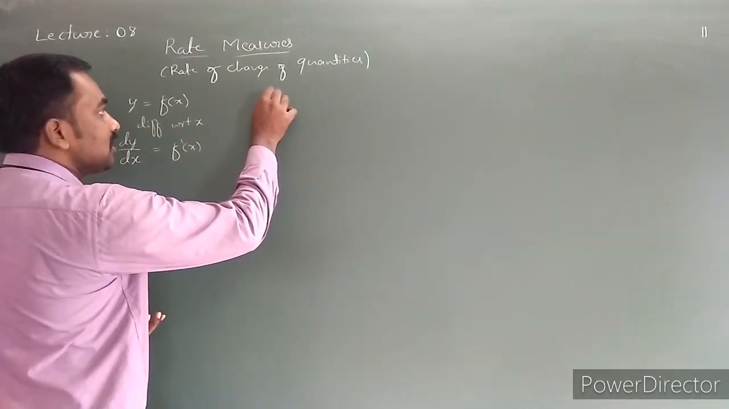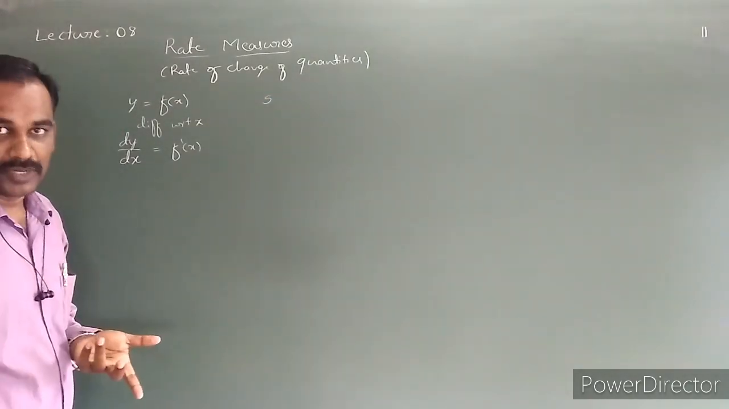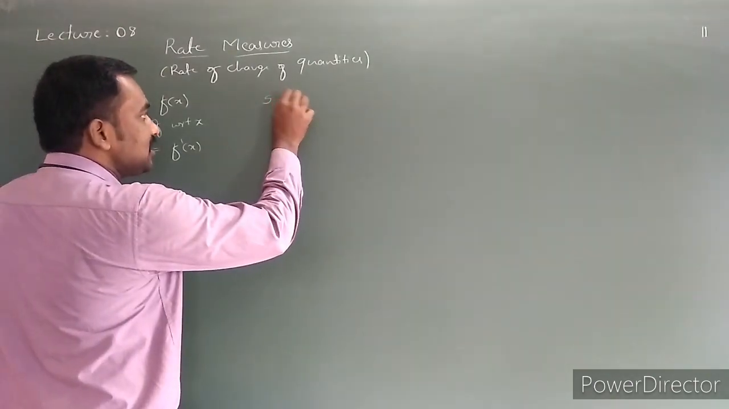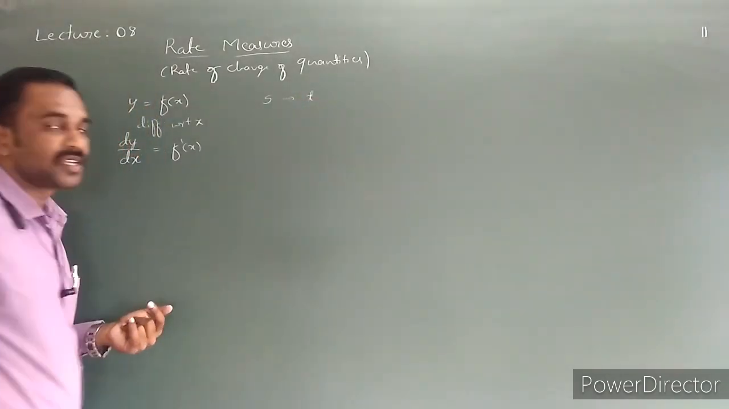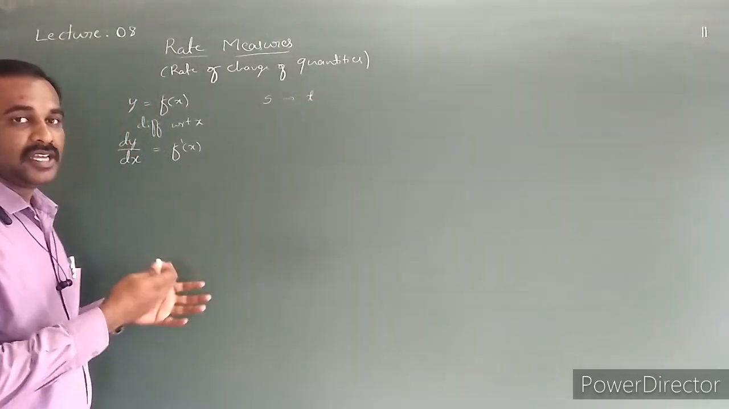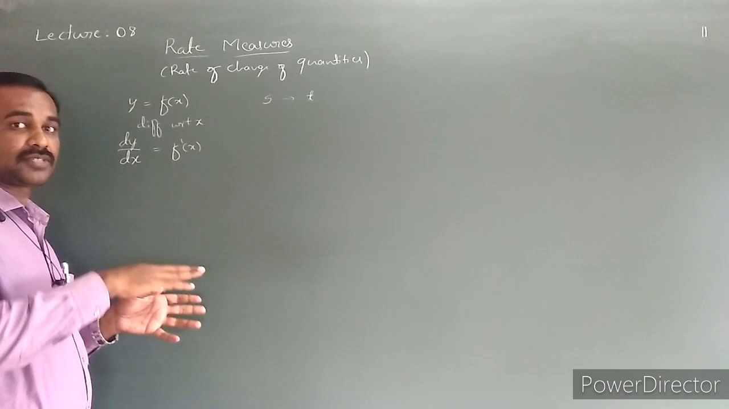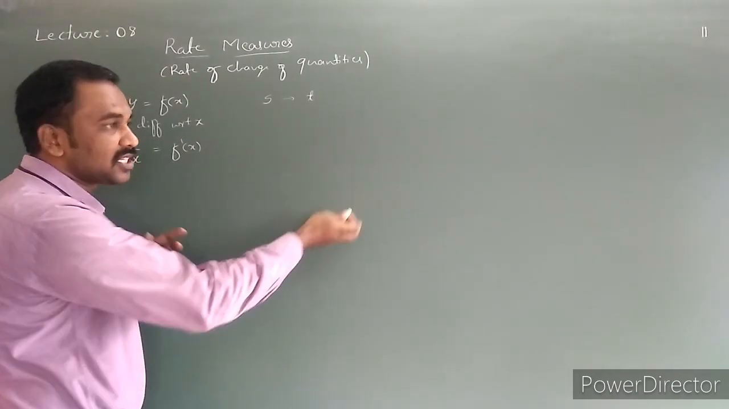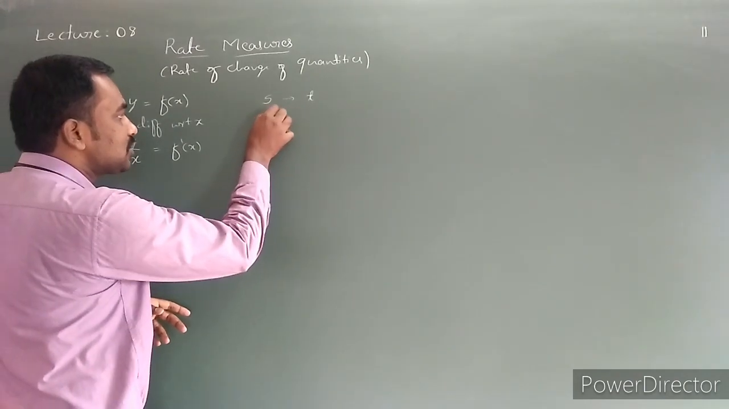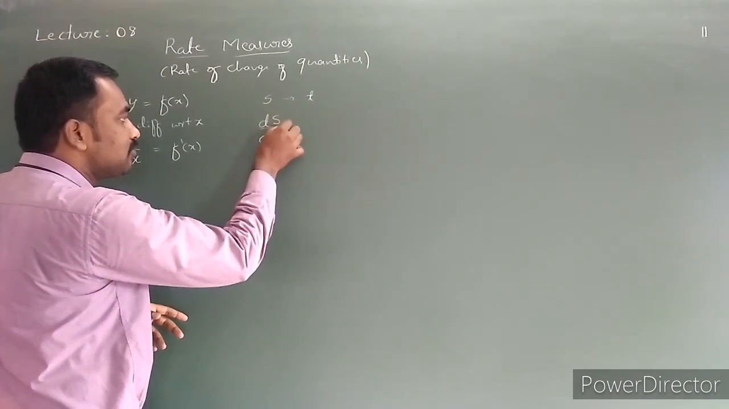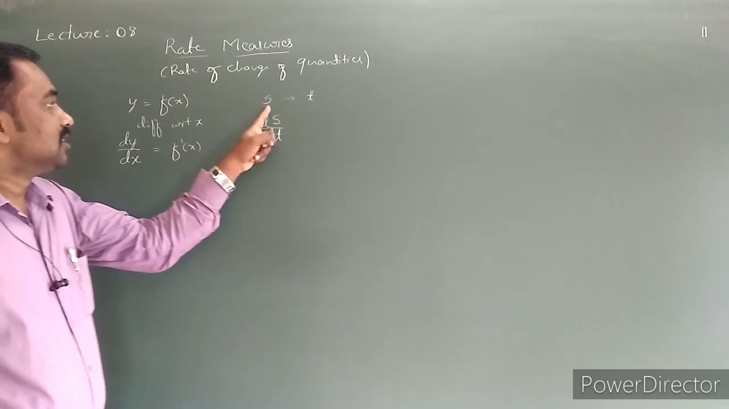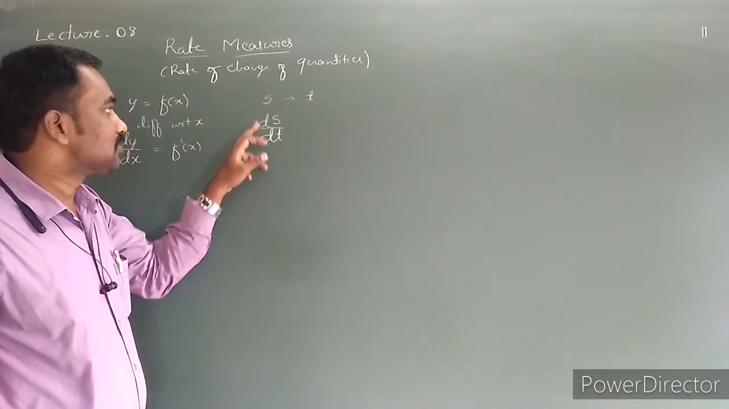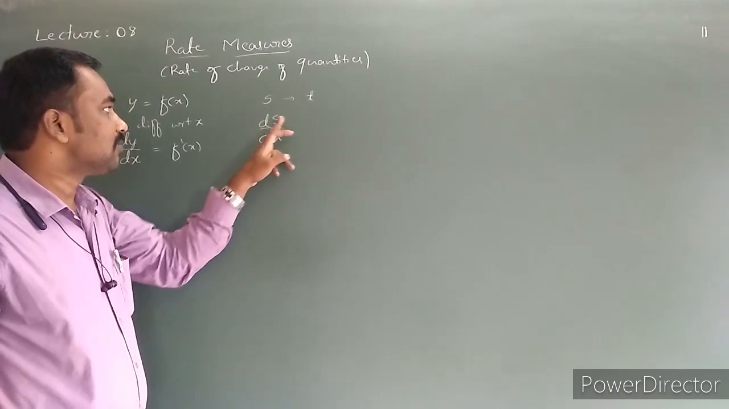For example, s is nothing but a displacement. S is defined in terms of t. S is the displacement with respect to time, the displacement of the particle or whatever the quantity is. Differentiating this value means ds divided by dt. Displacement depends on the time; time does not depend on the displacement.